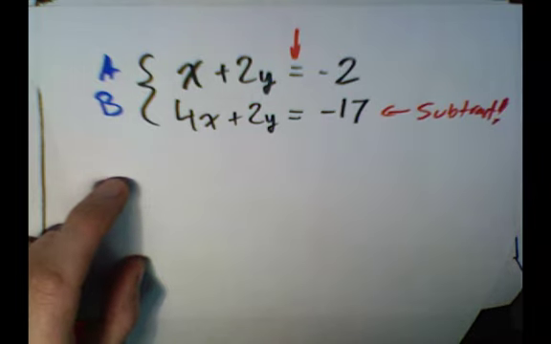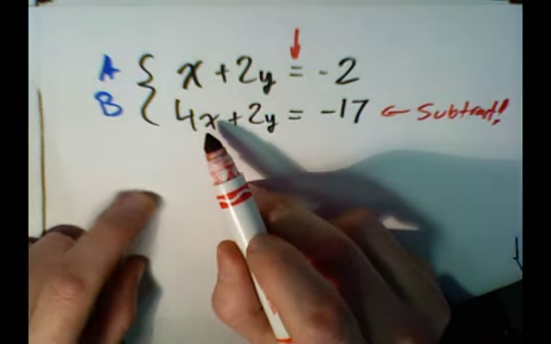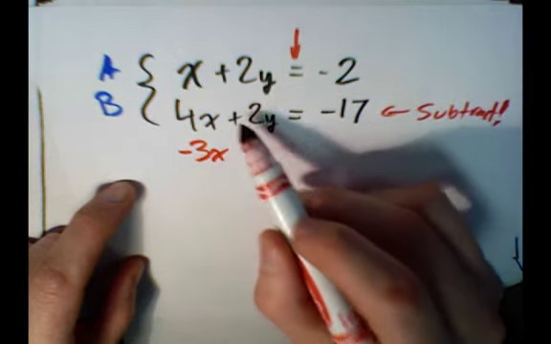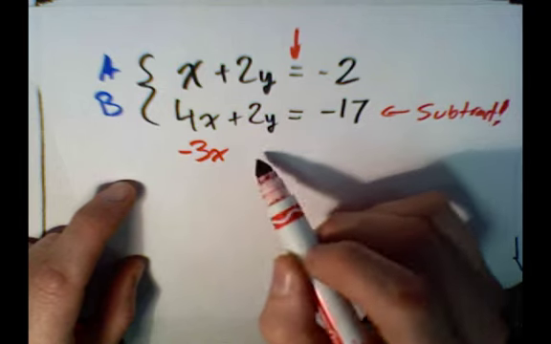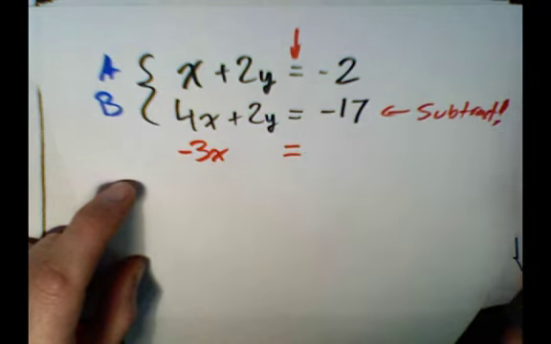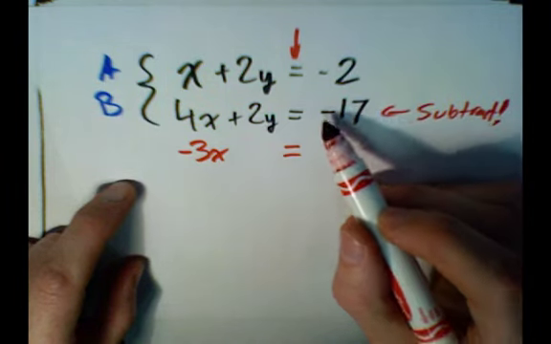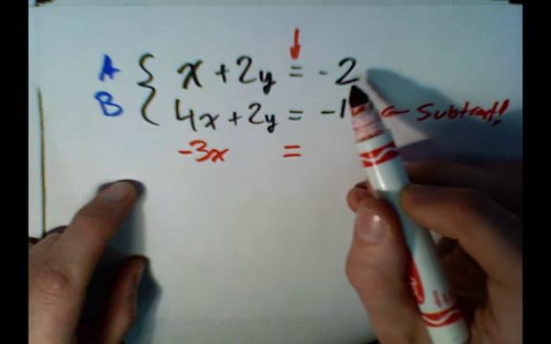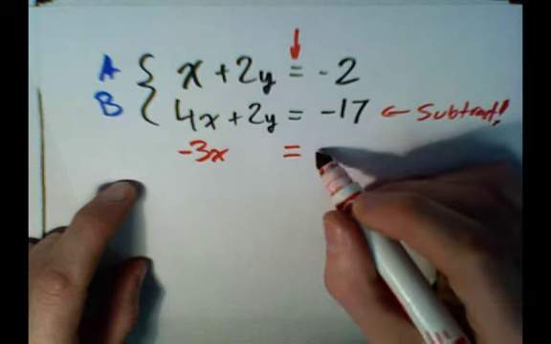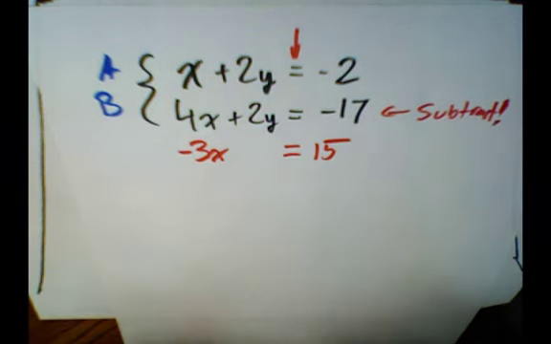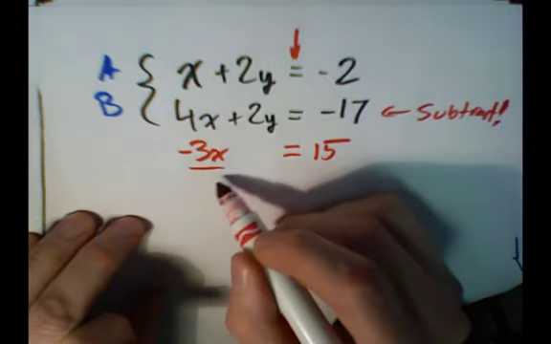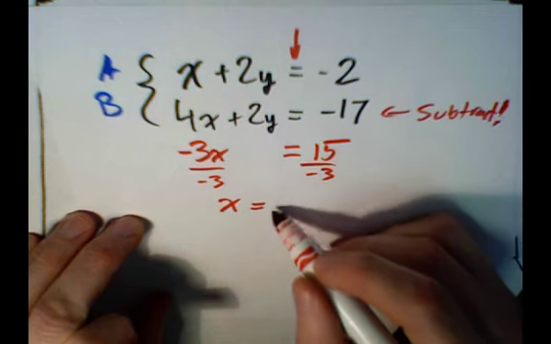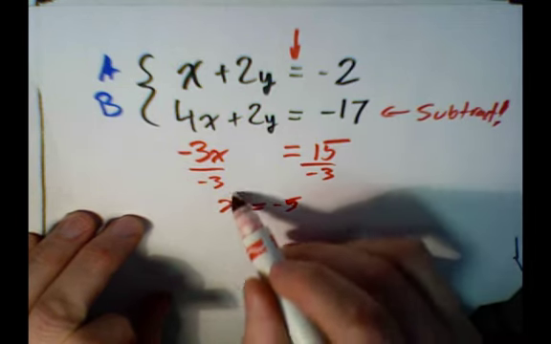Now when we subtract, you have to be careful. x minus 4x is going to be -3x. 2y minus 2y is 0. My equal signs are lined up. -2 minus -17. Again, minus negative is a plus. -2 plus 17 is actually a 15. And now we can solve this equation. Divide both sides by -3, and we get x equals -5.